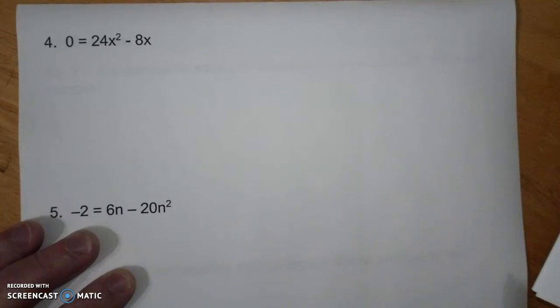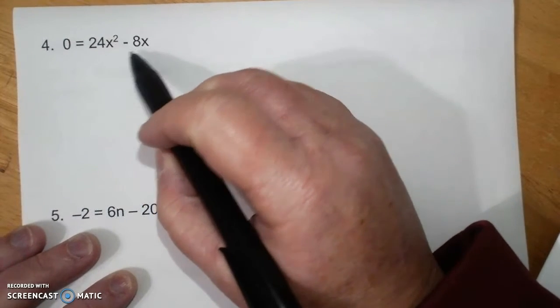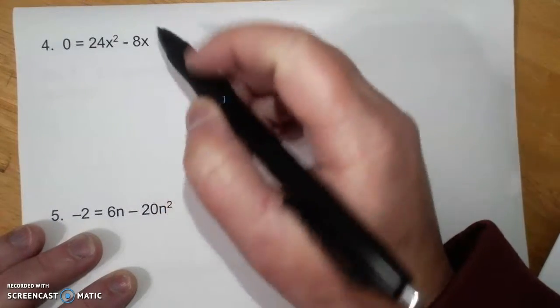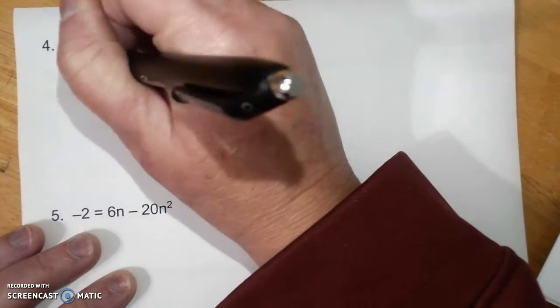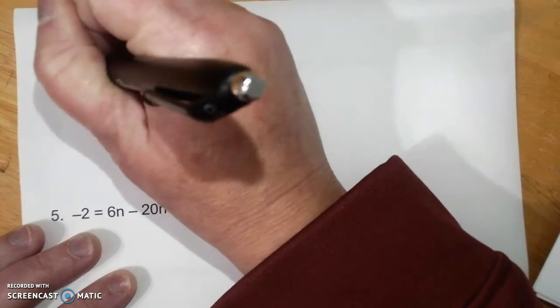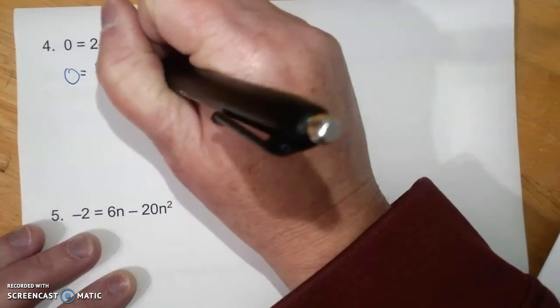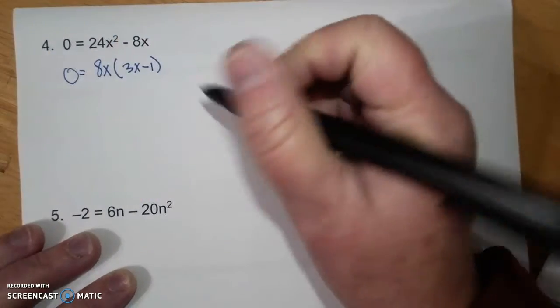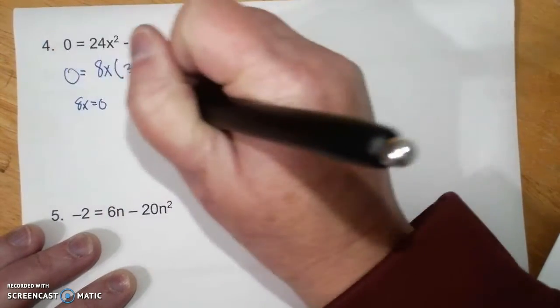Solving by quadratics, factoring again. This is already set equal to 0. It does not have a third term. You're going to factor first, and I am going to take an 8x out of that, and so that will be 3x minus 1. Now I'm going to set both of them equal to 0.